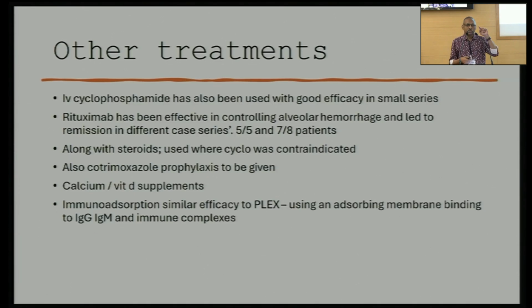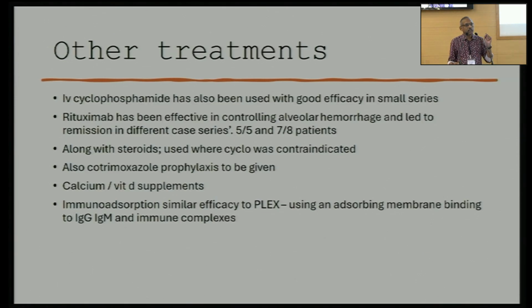The plex trial which I told you about had 18 patients, 9 in the plex group and 9 in the non-plex group. So not really numbers by which we can make a lot of evidence. Rituximab has always been used along with steroids and usually used when cyclophosphamide was not tolerated or contraindicated. You can use rituximab as a second-line agent and also as an agent later on. I will tell you a little more about rituximab later. All patients should be given co-trimoxazole prophylaxis, and also calcium, vitamin D3 and other supplements.